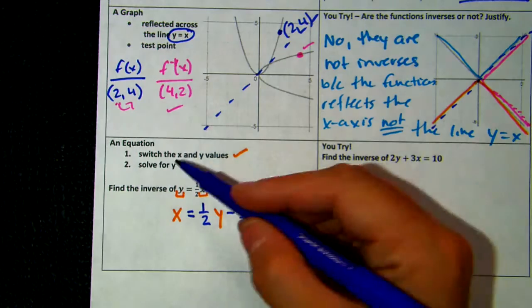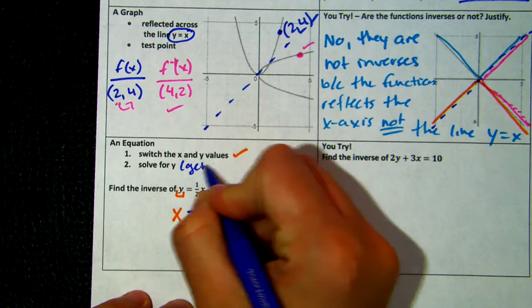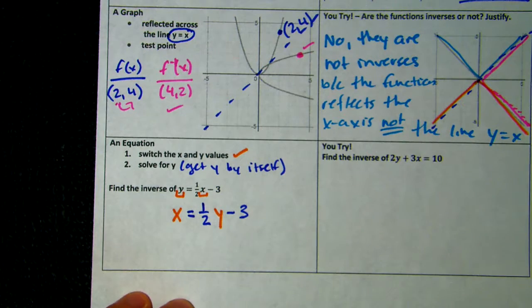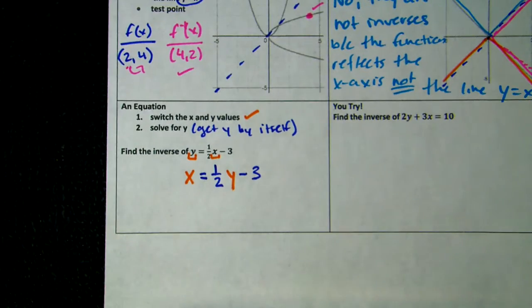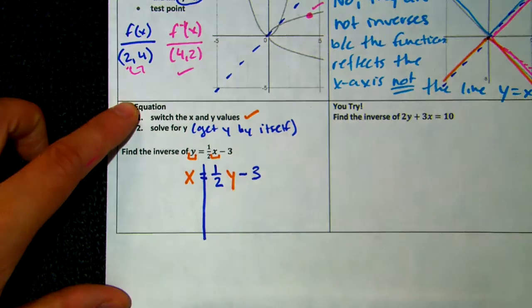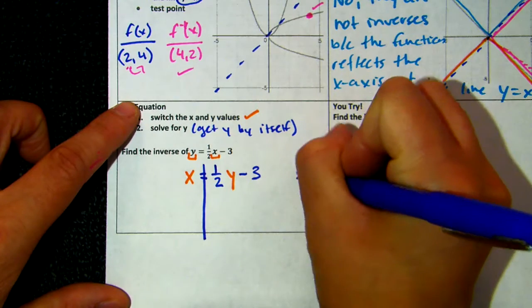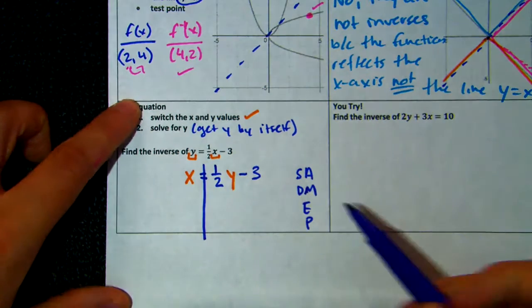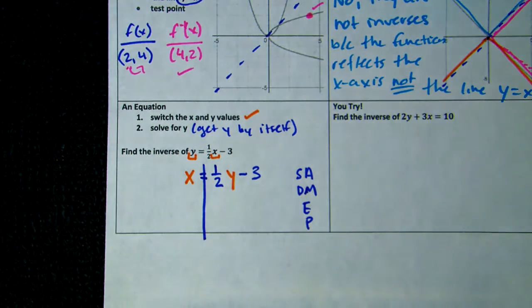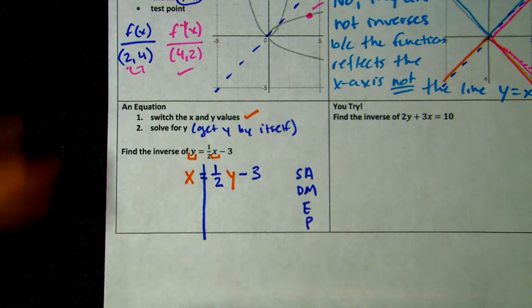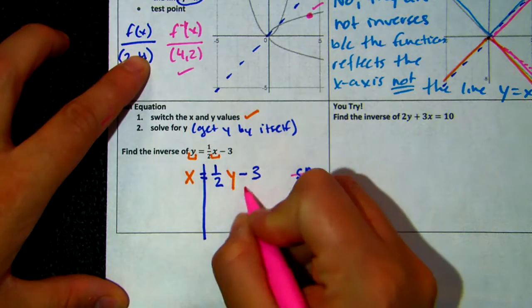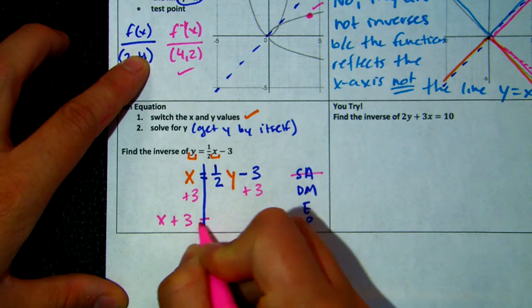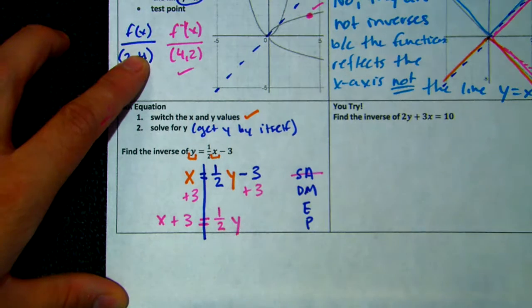Next thing I need to do is solve for y, or get y by itself. Okay. So to get y by itself, I'm going to draw a little line down my equal sign. I'm going to use my reverse order of operations, or SADMEP. So I start with addition or subtraction first. I see that this 3, there's subtraction here. So the first thing I'm going to do is add 3 on both sides. It's going to give me x plus 3 is equal to 1/2 y.